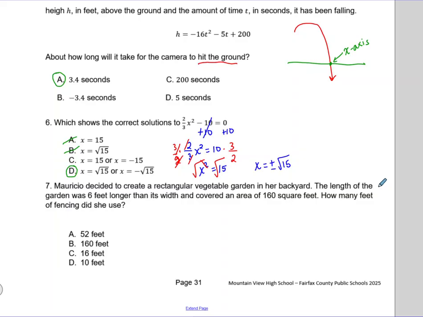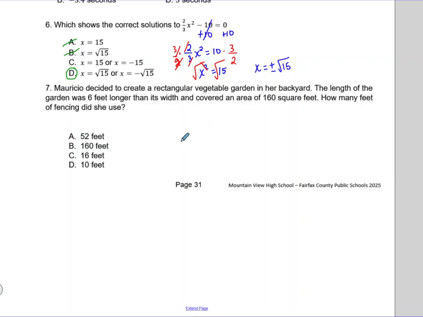Mauricio decided to create a rectangular vegetable garden in her backyard. The length of the garden was 6 feet longer than its width and covered an area of 160 square feet. How many feet of fencing does she need? Okay, so, all right, guys, here's what's going on. So we have a rectangle, and it says that the length of the garden is 6 feet longer than its width. So you have your width, and then the length is the width plus 6 feet longer. So it tells you that the area is 160.